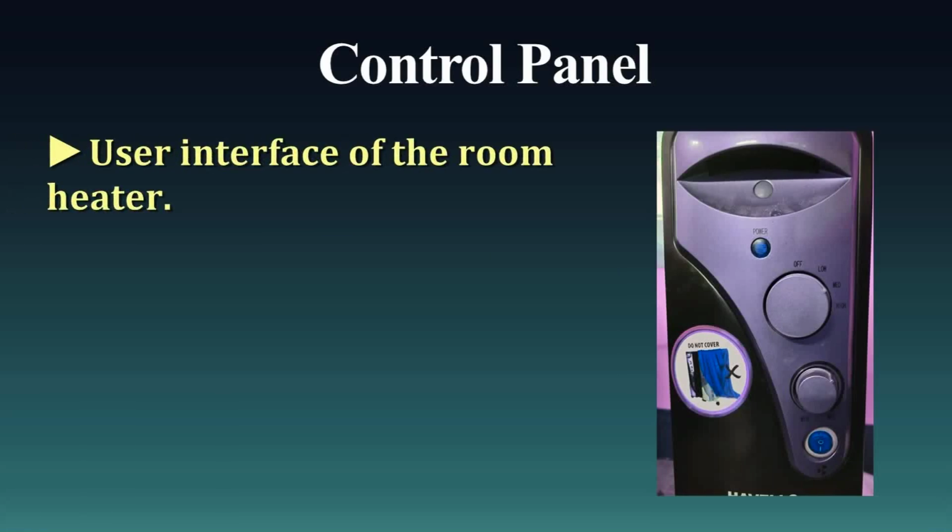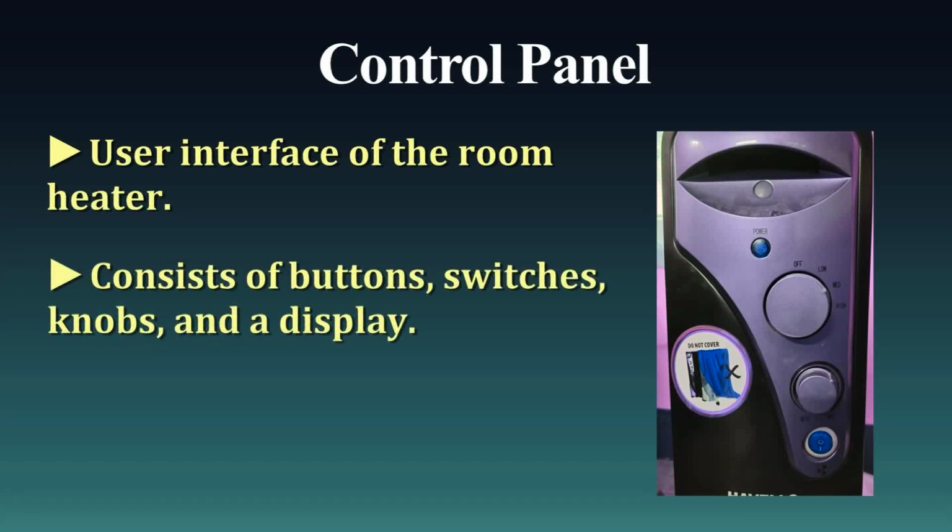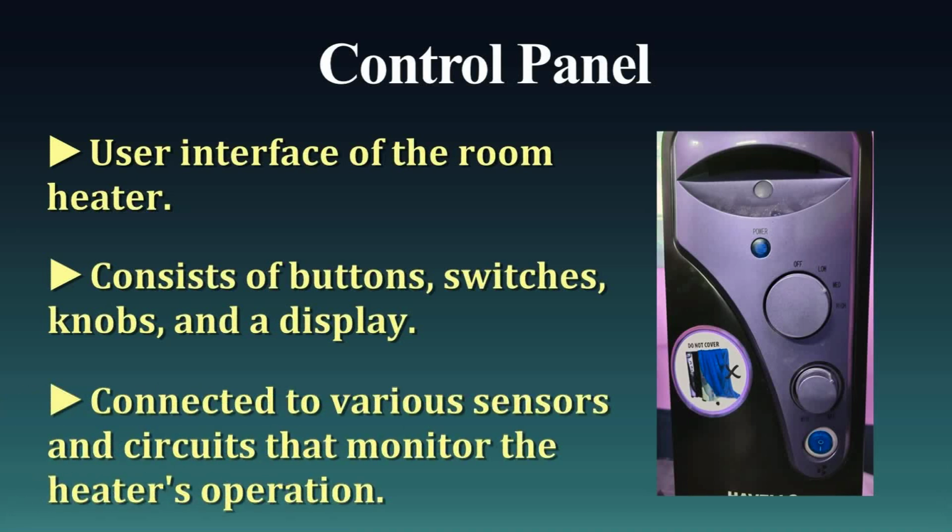Now, control panel. The control panel is the user interface of the room heater. It allows the user to adjust settings such as temperature, fan speed, and timer functions. It consists of buttons, switches, knobs, and a display. The control panel is connected to various sensors and circuits that monitor the heater's operation and provide feedback to the user by displaying on the screen.